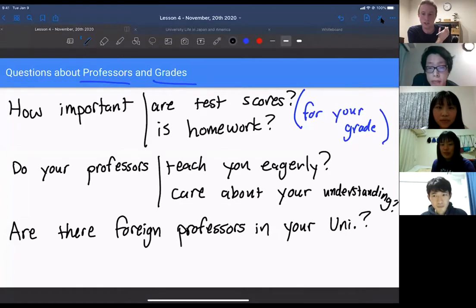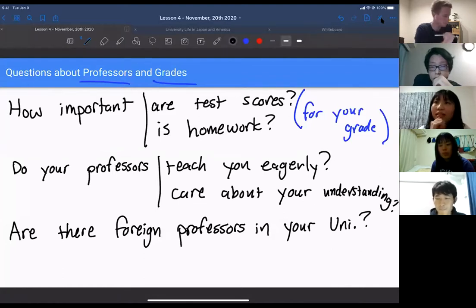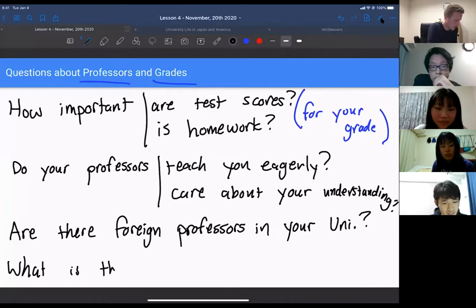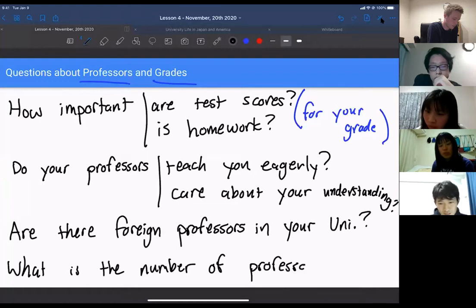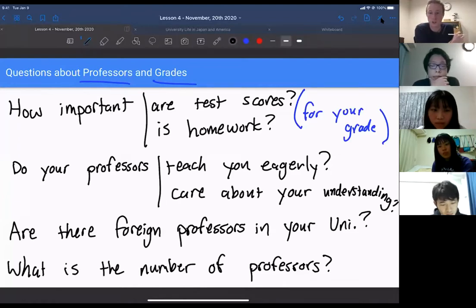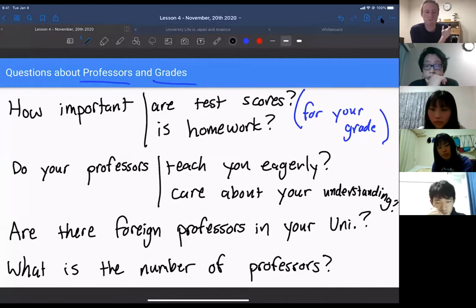I think we could maybe do one more if anyone has an idea. Professors or grades, scores. Oh, Kana. Sorry, Kana, I couldn't hear you. One more time. What is the number of professors? Oh, yeah. What is the number of professors? Very good. You could also say, how many professors are there? Both are okay. Same question.